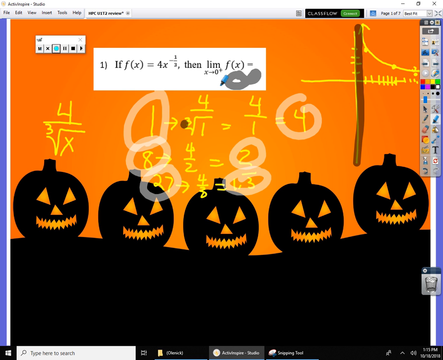If I asked you as x heads to infinity, you would say the output is, where is this heading? 0. It's getting closer and closer to 0. It will never cross over. Yes. Okay? I am now going to move on if that's okay.